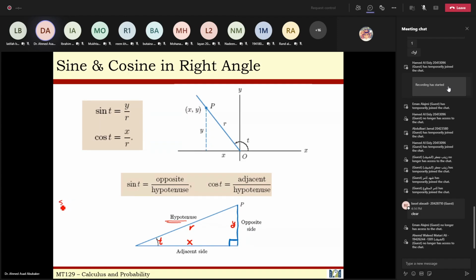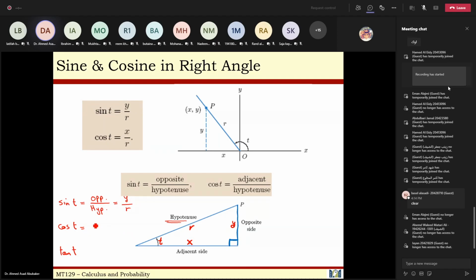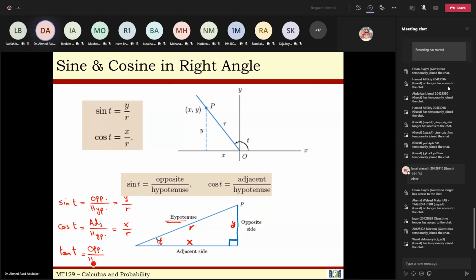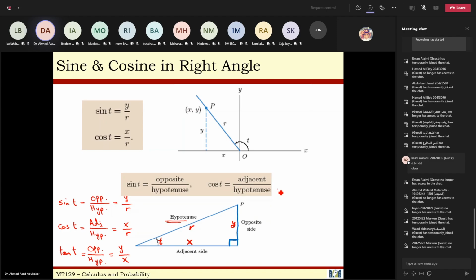So directly, we have sine of T, cosine of T, and tan of T. The sine of T equals what? Opposite over hypotenuse, so we have y over r. But cosine equals what? Adjacent over hypotenuse, so we have x over r. And tan of t equals opposite over adjacent, so we have y over x, like this. Okay. Now, also r square equals x square plus y square.